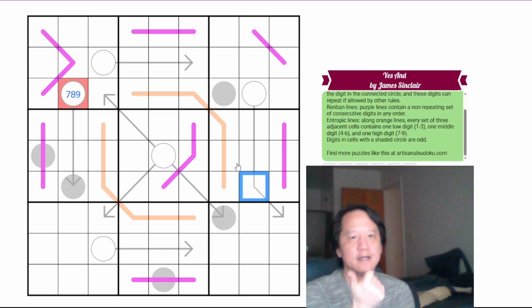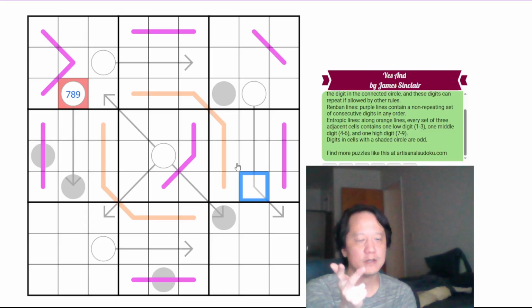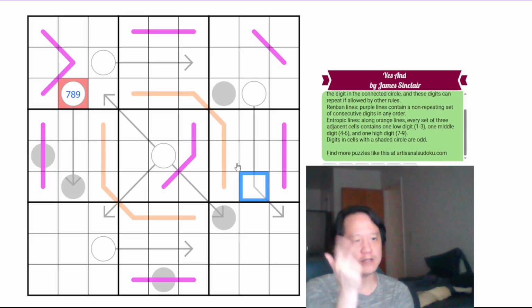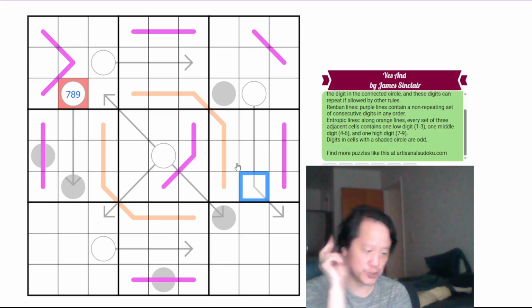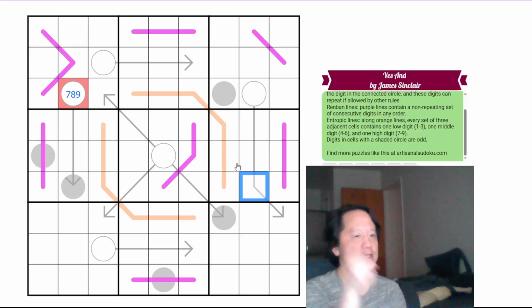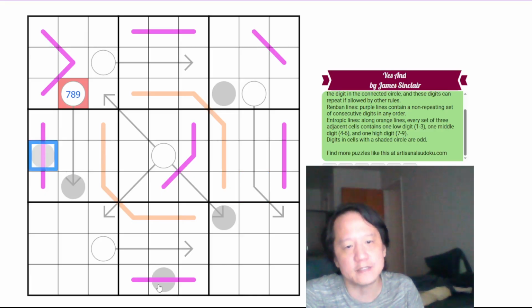Because, again, every one of them has 3 digits on an arrow, which means you're going to have 2 low digits guaranteed, and then 1 middle digit because of the entropic line. And the entropic line gives you 1 low, 1 middle, 1 high. And the red band line left over is 2 high digits and 1 low. And to have two high digits and 1 low to be consecutive, it has to be 6, 7, 8.